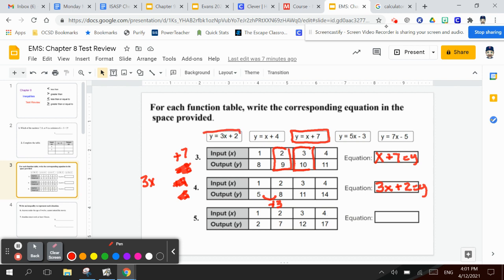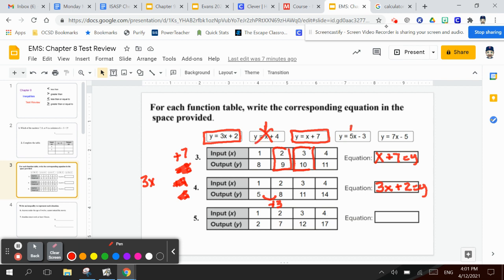Again, I can try the different numbers. We'll do that for this one. So number 5, 1 and 2, 2 and 7, 3 and 12, 4 and 17. So I'll go here. Is x plus 4y? So 1 plus 4, is that 2? No, so that one does not work.